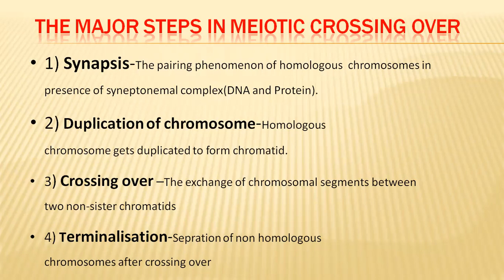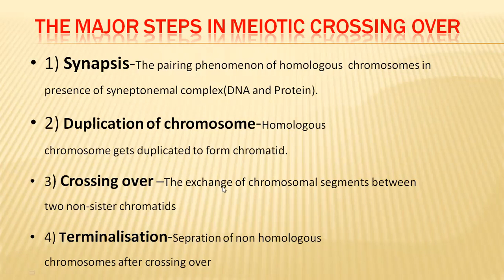So in synapsis, the homologous chromosomes of a same pair will come together and they will form a synaptonemal complex in between them. So it is due to this synaptonemal complex help only these two chromosomes come close together and they are arranged side by side. And in duplication of chromosome, usually duplication of chromosomes will be done already in interphase itself. But here in this phase, what will happen? The duplicated parts will get chromatid forms in this second phase, duplication of chromosomes.